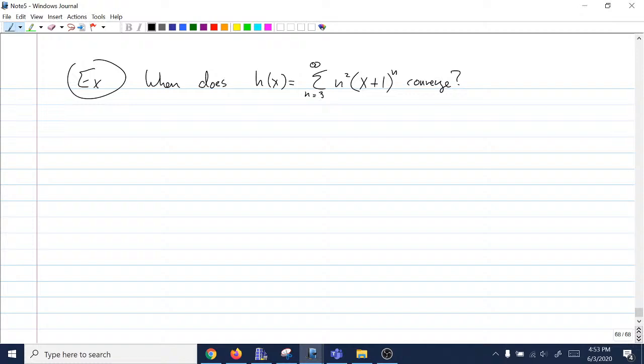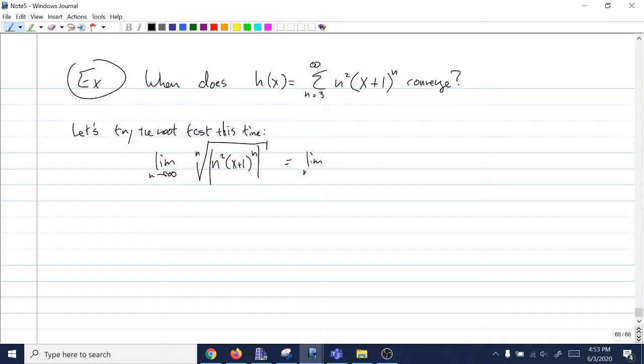This one's a little more well suited for the root test. The root test is usually easier when it works, but easier in the sense of less writing. Let's try the root test this time. The limit as n goes to infinity of the nth root of the terms n squared times (x plus 1) to the n. I guess there's an absolute value there also.